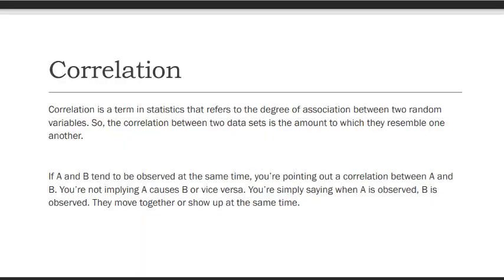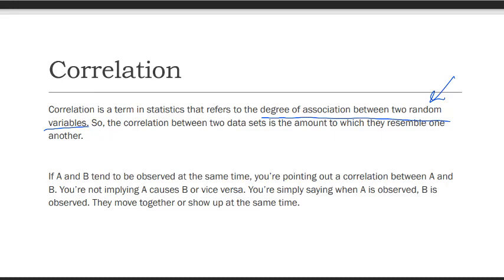So what is correlation? Well, correlation, as I said, is a term in statistics, and it refers to the degree of association between two random variables. Now, the emphasis, of course, is on the word random. They don't always have to be, but oftentimes there are two random situations where we want to find the association between the two, or at least the degree of association.